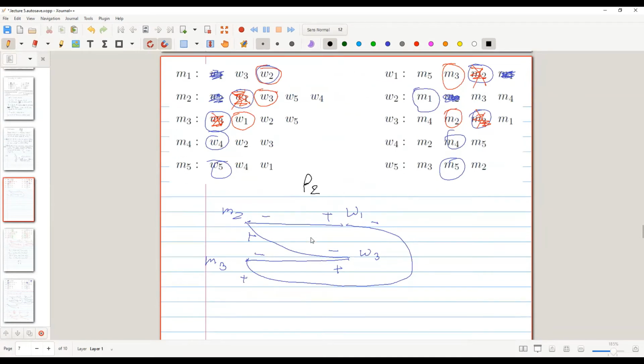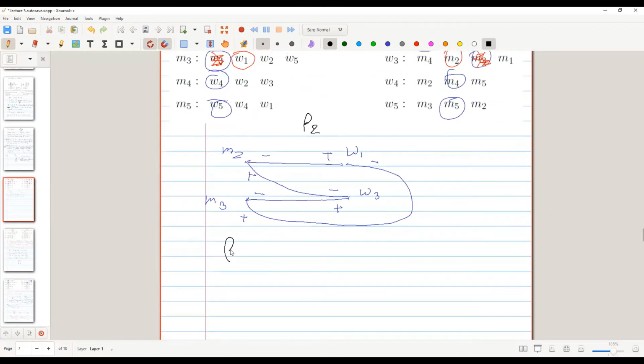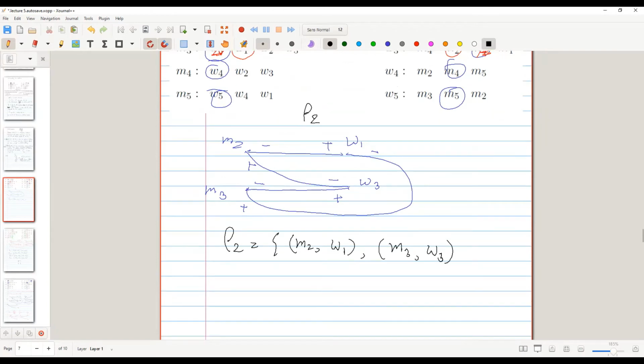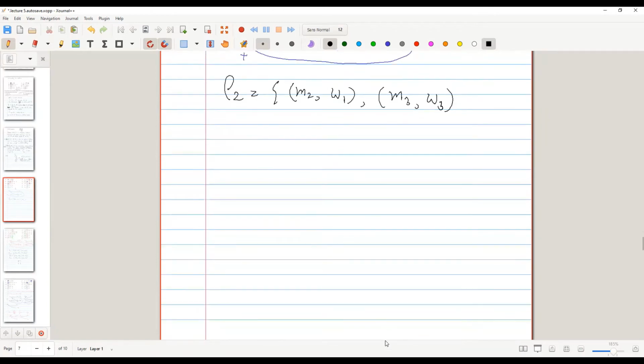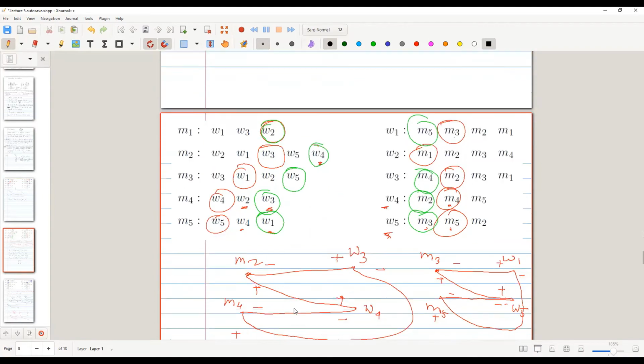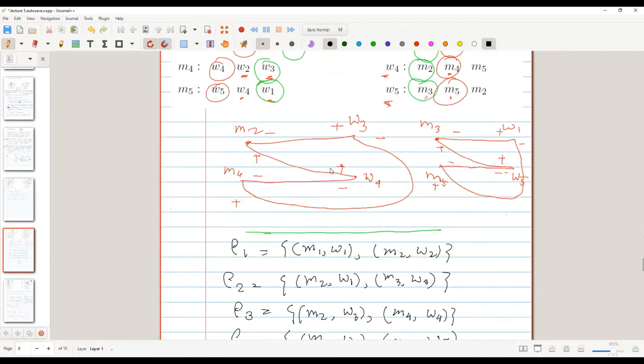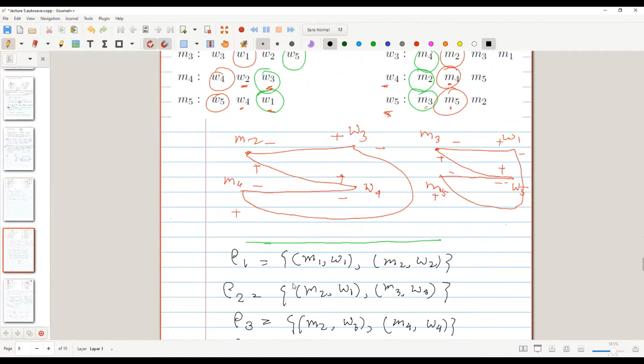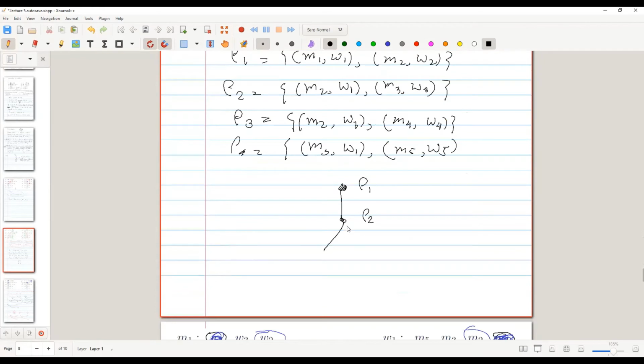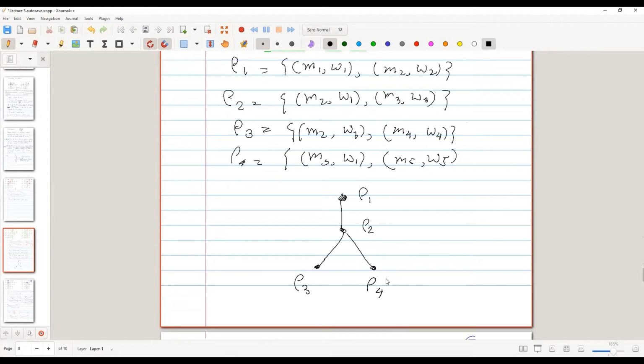So this is row 2. So row 2 here is M2W1, M3W3. Okay. And finally, we can see that row 3 and row 4 are exposed together. So that means it will be like this. Okay, so this is the rotation poset.